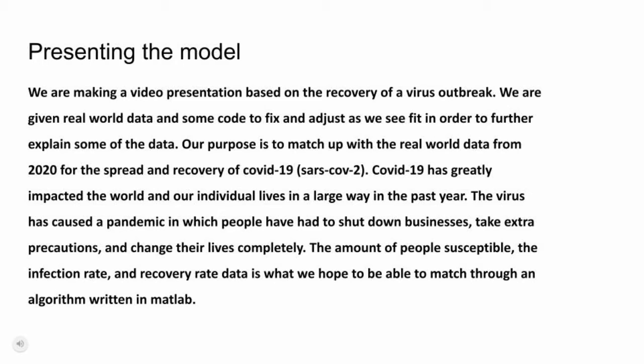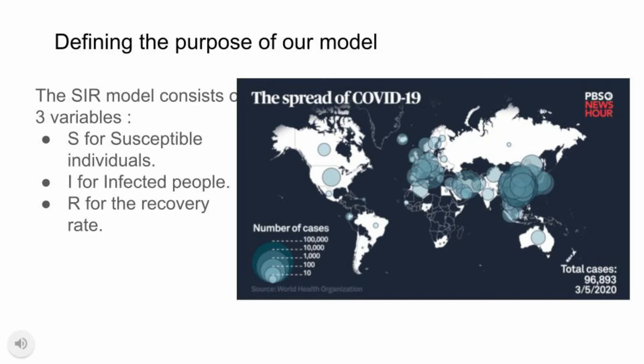To do so, we will be using an SIR model that we are going to apply to multiple countries and the world. This SIR model consists of three variables: S for susceptible people, I for infected people, and last but not least, R as the recovery rate. So the purpose of this model is to match as well as possible real data for 2020 for the spread and recovery rate of the COVID-19 virus.